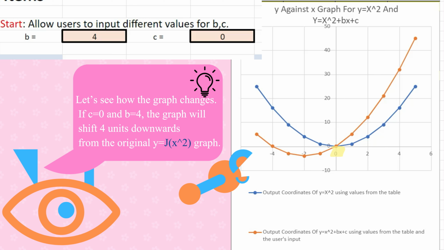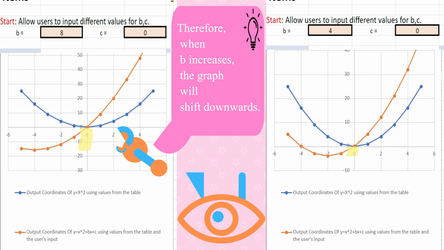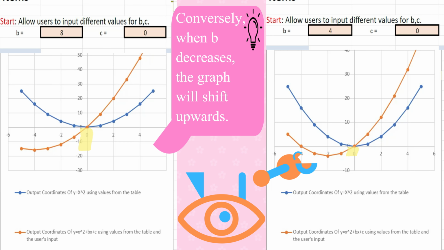If c equals 0 and b equals 4, the graph will shift 4 units downwards from the original y equals j graph. If c equals 0 and b equals 8, the graph will shift 16 units downwards from the original y equals j graph. Therefore, when b increases, the graph will shift downwards. Conversely, when b decreases, the graph will shift upwards.